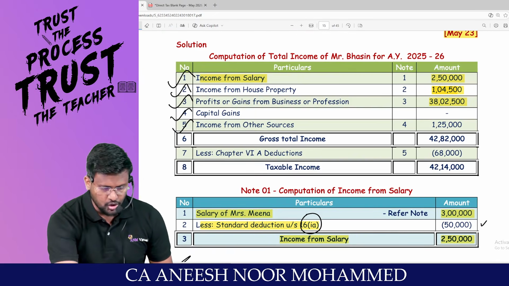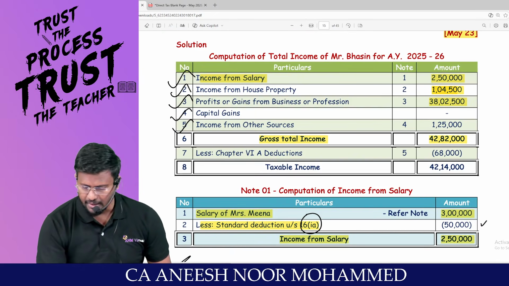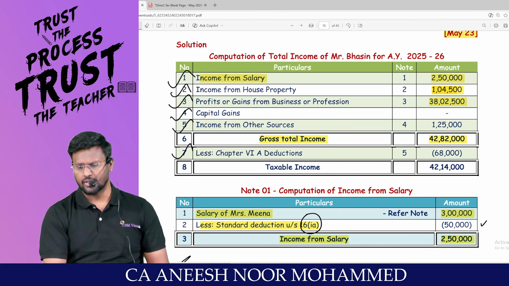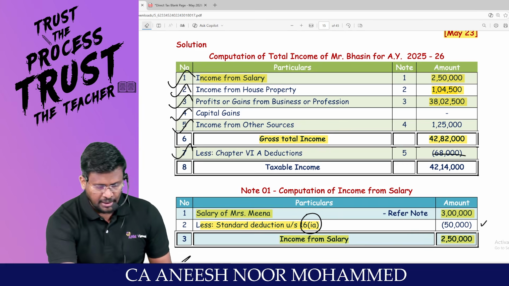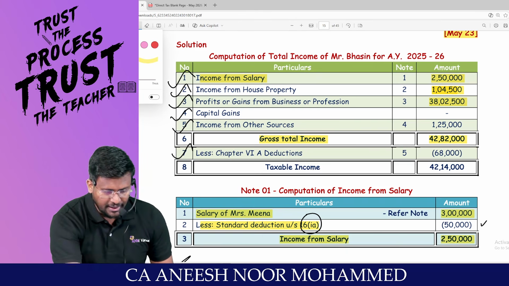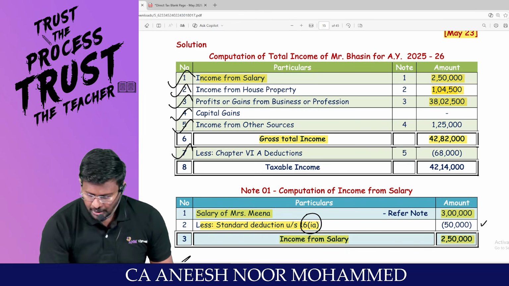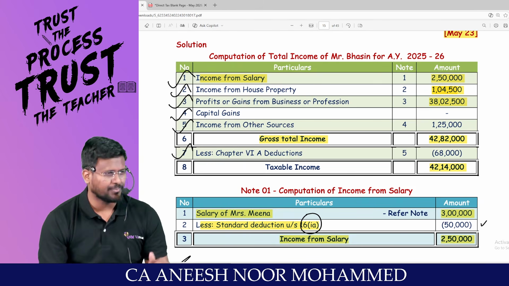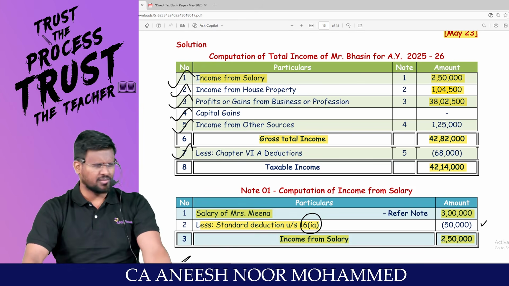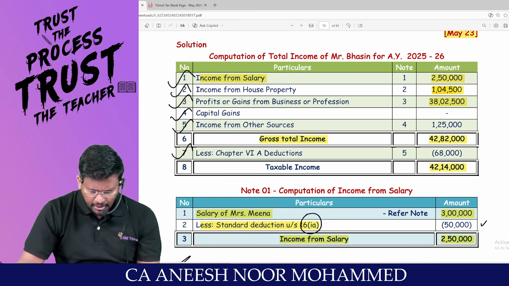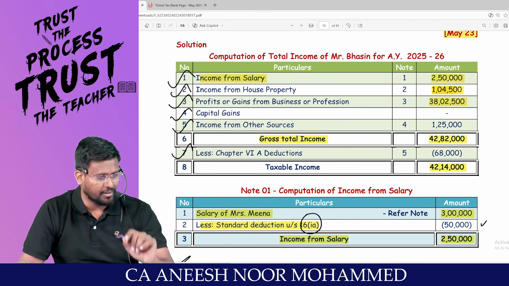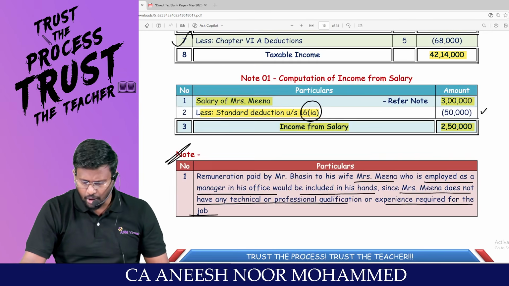Come on, man. The gross total income is 42,80,000. Less Chapter 6A deduction. Just now we completed 68,000. So you will be getting taxable income of 42,14,000. 42 lakh, which is less than 50 lakhs. No surcharge confusions. Is there any special income? No, sir. All are normal income only. But except casual income. Am I right? You are having winning from lottery? No.